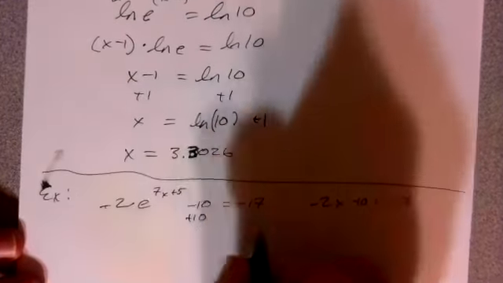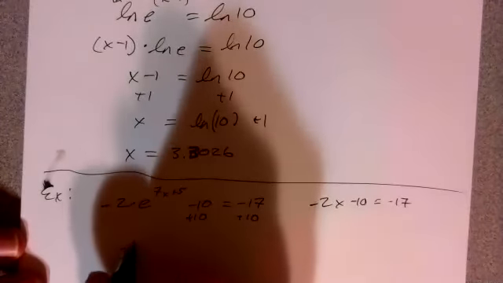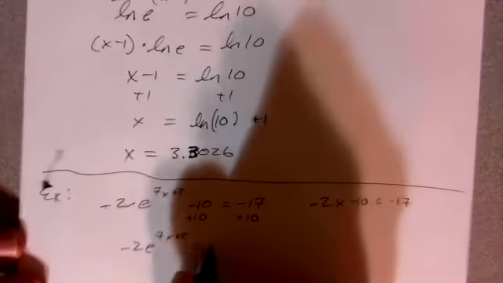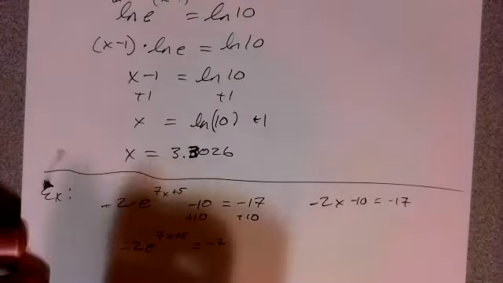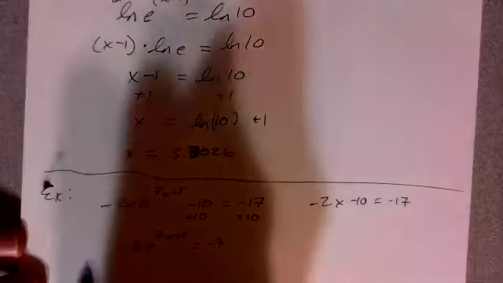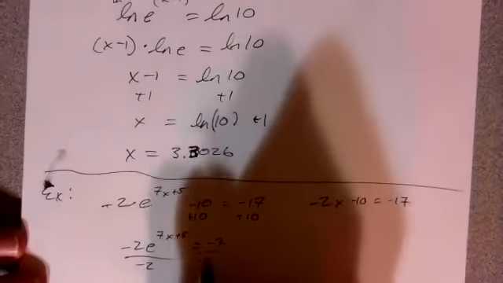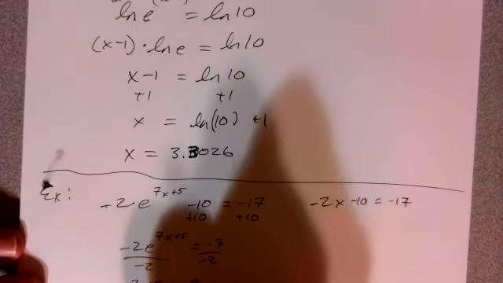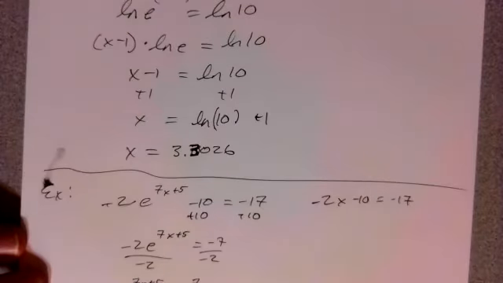If I handed you this, the first step you would take is add 10 to both sides, right? Add 10, then divide by negative 2. Well, here, in order to get my base, which is e, by itself or isolated, I have to add 10 and then I divide by negative 2. So here I'm going to add 10 to both sides. Now I get negative 2 times e raised to the 7x plus 5 equals negative 7. Negative 17 plus 10 is negative 7. Divide by negative 2, divide by negative 2. So e raised to the 7x plus 5 equals a positive 7/2.